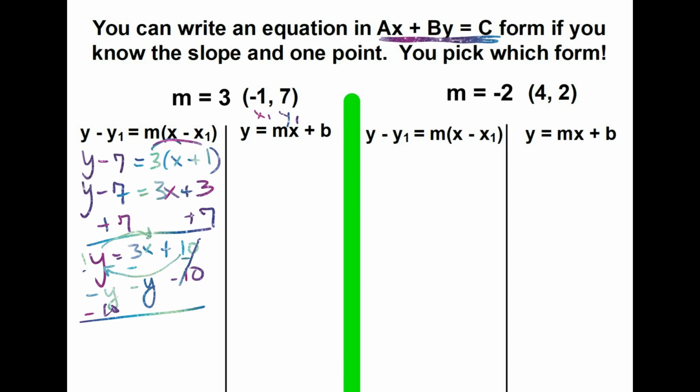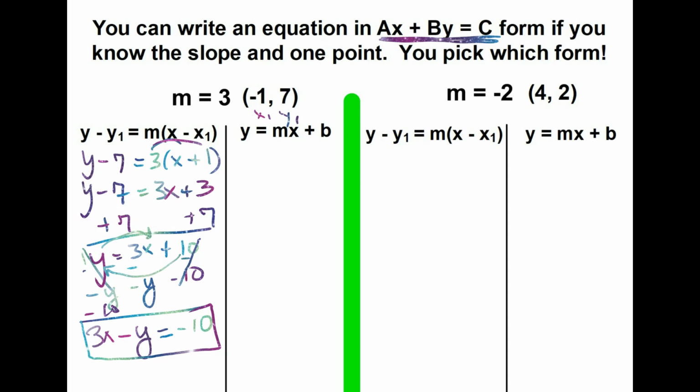Remember, slow down, Mr. O'Neill. These y's cancel out, remember? And now we have our 3x minus y is equal to negative 10. Now we're in standard form, okay? So that's standard form using point slope form.